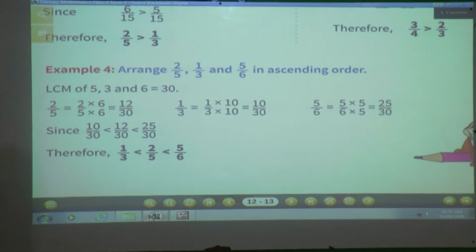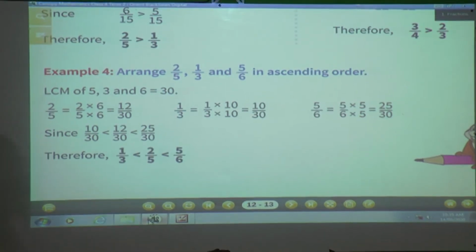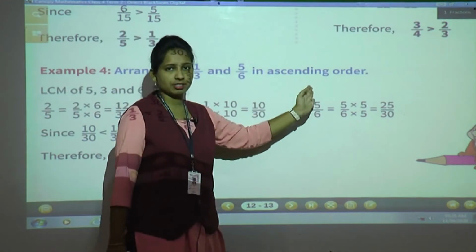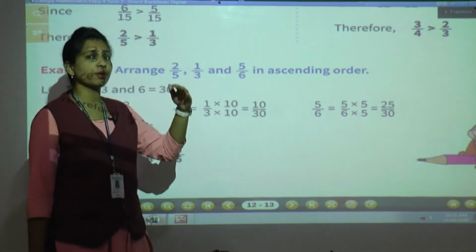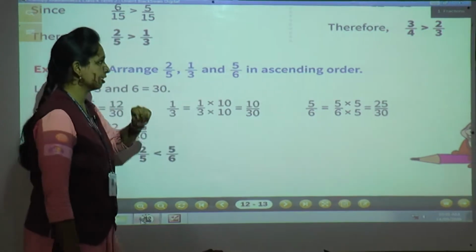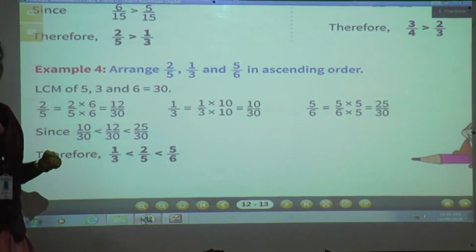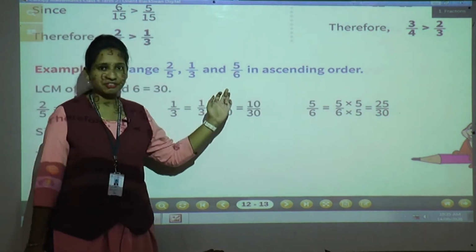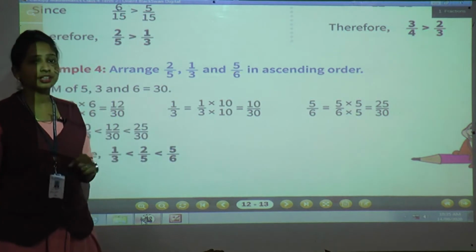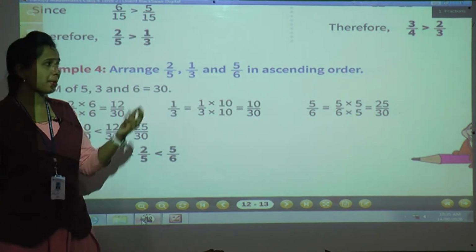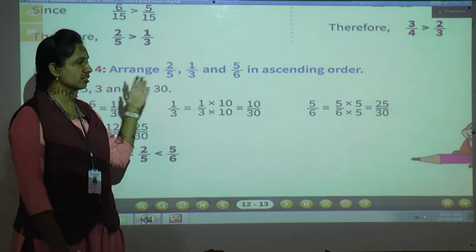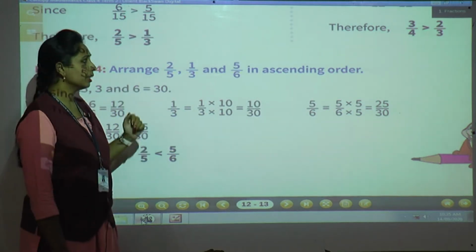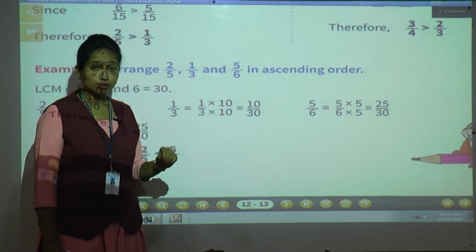Now what is ascending order? Yes, tell me what is ascending order? Ascending order means we have to arrange the numbers from smaller to greater, isn't it? Now these are fractions. So how to compare fractions, and how to arrange in ascending order? First, now see, denominators are different, even numerators are different. If denominators are same, by seeing the numerators immediately we could arrange the numbers in ascending order, isn't it? But here all the denominators are different, so what we have to do?